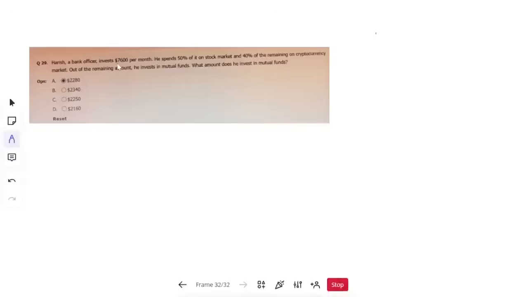Harish, a bank officer, invests $7,600 per month. He spent 50% of it on the stock market and 40% of the remaining on the cryptocurrency market. Out of the remaining amount, he invests in mutual fund. What is the amount that he invests in mutual fund? So guys, let's understand how we can solve this problem. Basically, Harish is investing in 3 things.